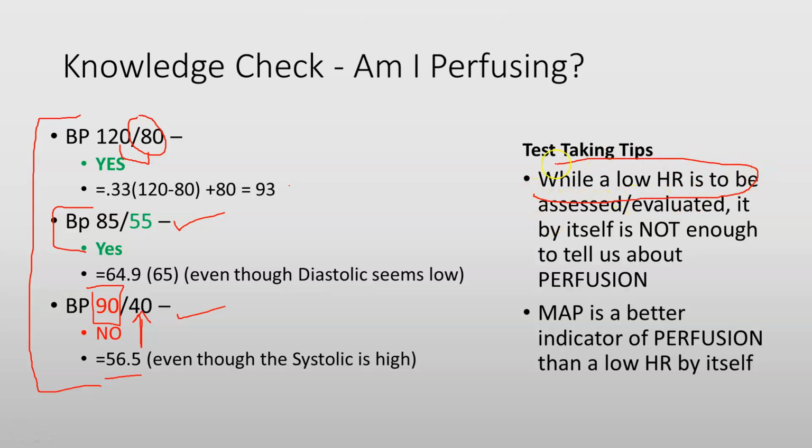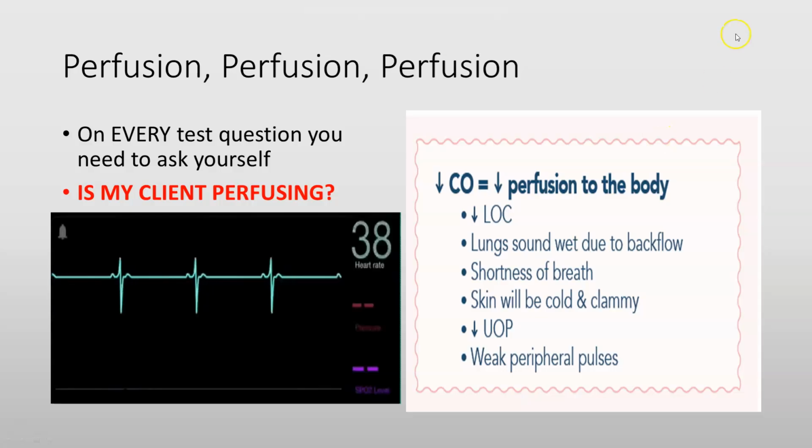While a low heart rate is assessed and evaluated, it is not enough to tell you about perfusion. Notice that most of our medications have parameters for the blood pressure, and only a few have parameters for heart rate. You need to look at your client's MAP before making a decision about who you see first or which is most critical, because your job is to ensure that your client maintains perfusion.